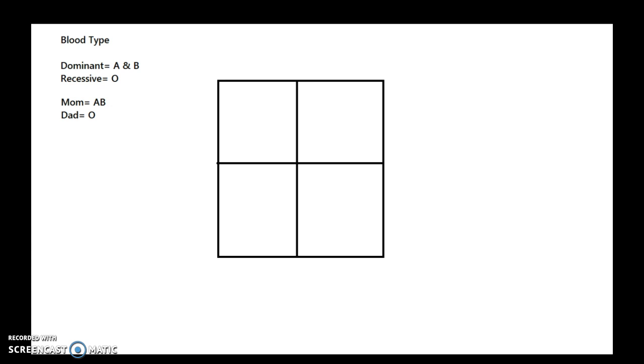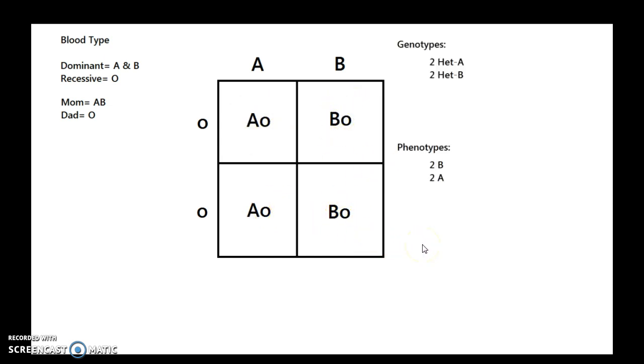So there's actually only one genotype for each of these. Mom would have to be AB, and dad would have to be OO, and they're both lowercase o's. So if we were to fill in this Punnett square, you would see that we would have 2 heterozygous A and 2 heterozygous for B. So that's how we would write this over here. 2 het A, 2 het B.